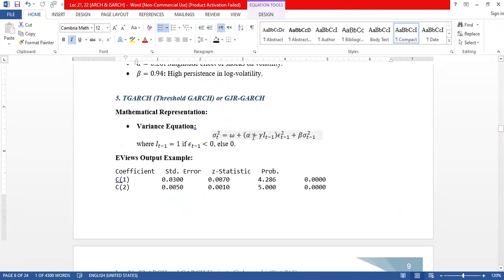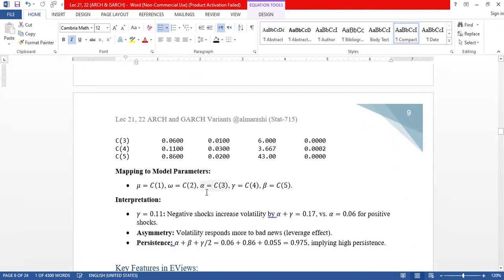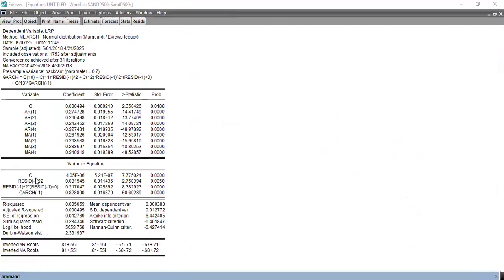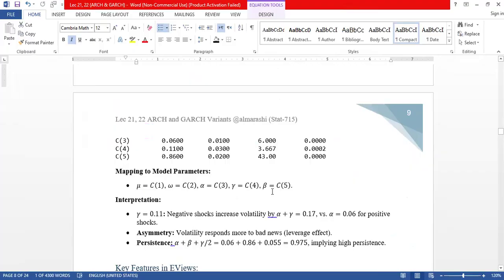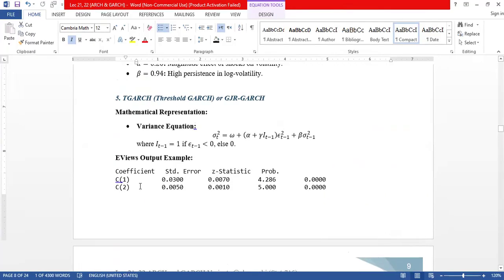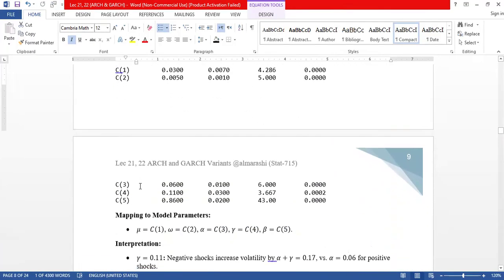Alpha plus gamma. Where is alpha? Alpha is C3, gamma is C4. Alpha C1, C2, C3. You get my point? It is given over here, right? And it gives you like this.